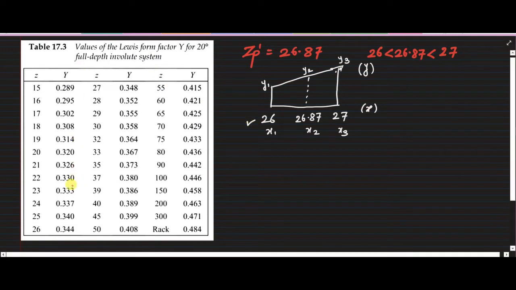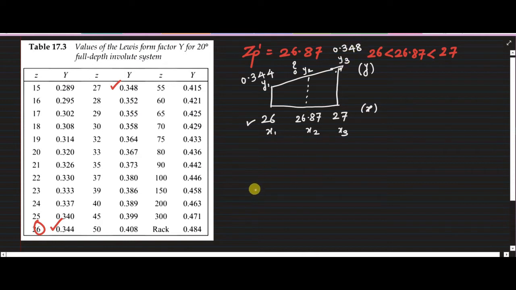We see that the value of Lewis form factor is 0.344 for 26 teeth, and 0.348 for 27 teeth. So y1 for 26 will be 0.344. y2 is not known to us, so this is unknown. On the other hand, y3 is 0.348. This is known. So we will not go into the complicated formula.